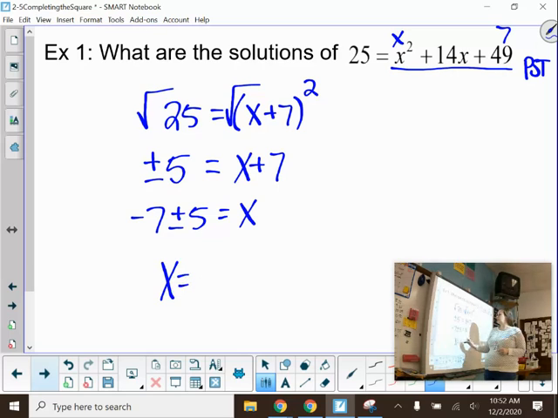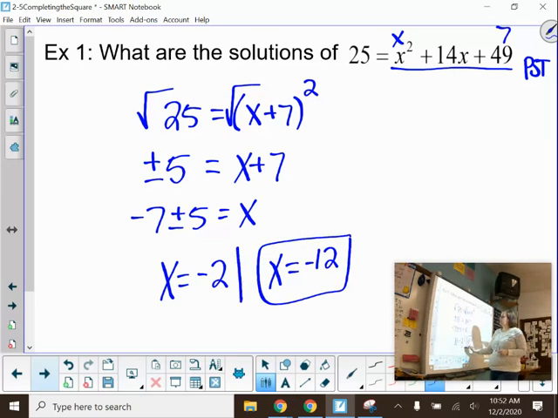So x is equal to negative 7 plus 5, which would be negative 2. Negative 7 minus 5 is negative 12. So I get two answers. This is an additional way to solve. Because of the nature of the answers, this is one that we could have actually factored. I could have subtracted the 25 from both sides, gotten the 24 at the end in the c position, and then we could have gone through and actually factored that. But completing the square will work even when your equation does not factor.